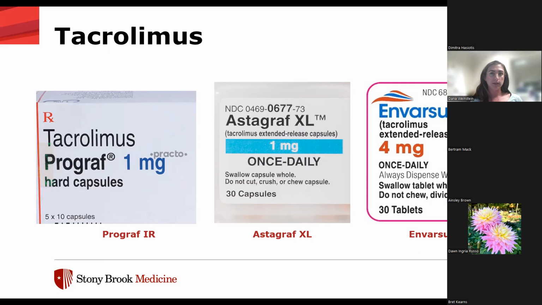However, it is possible to switch from Prograf to Astagraf XL because they are actually 1-to-1. And then Prograf to Envarsus is a bit more complicated since the ratio is actually 0.7-to-1. So it does require a bit of math to switch that one over. And we do not convert from Astagraf to Envarsus.